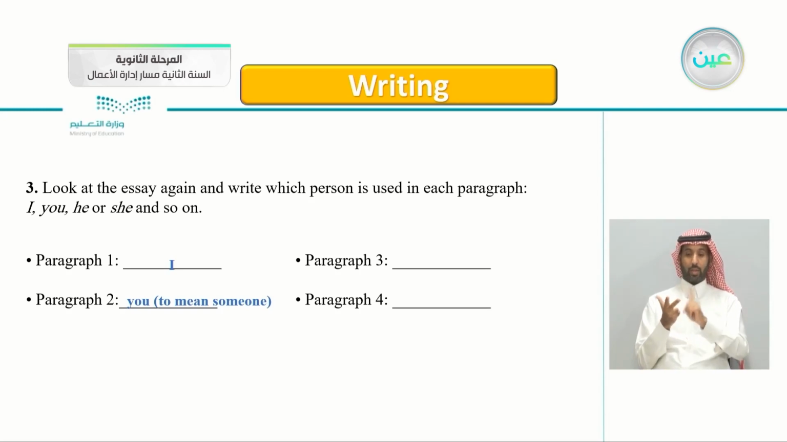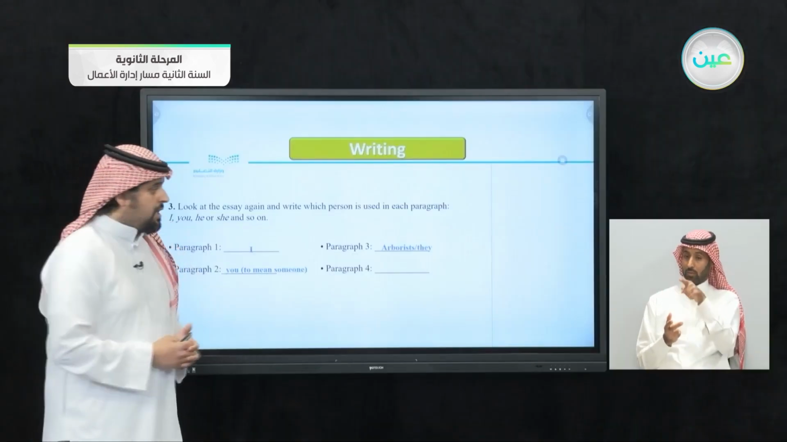You can check the article and read the paragraphs before you answer. Again, paragraph 3. Which person is used here in paragraph 3? Look at the paragraph. Okay, let's answer number 3. Arborist, they. He used they referring to the arborist.